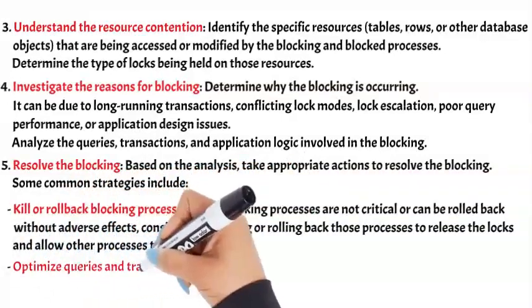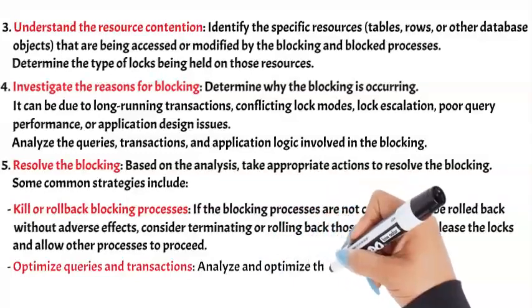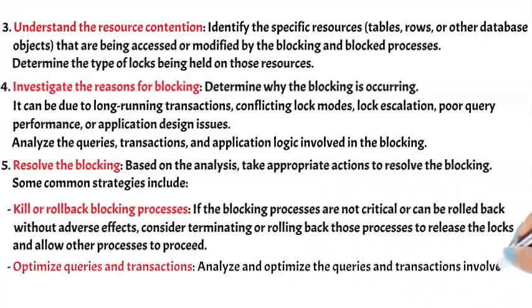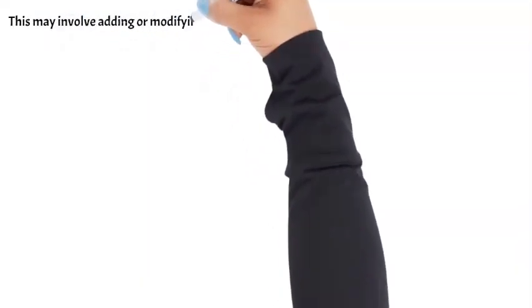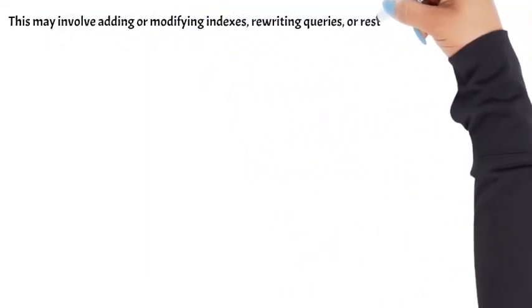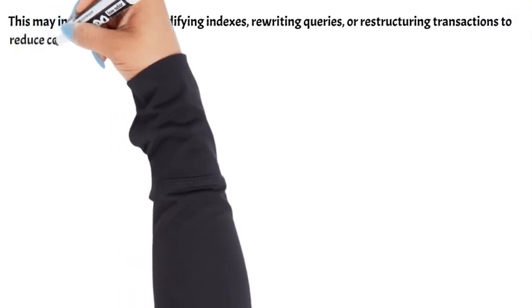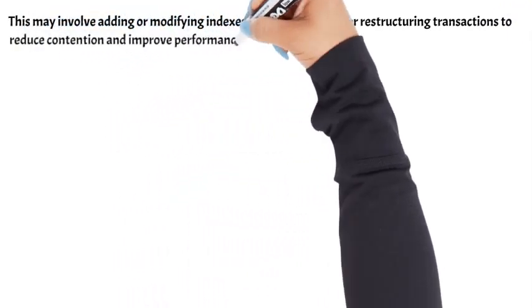Optimize queries and transactions. Analyze and optimize the queries and transactions involved in the blocking. This may involve adding or modifying indexes, rewriting queries, or restructuring transactions to reduce contention and improve performance.